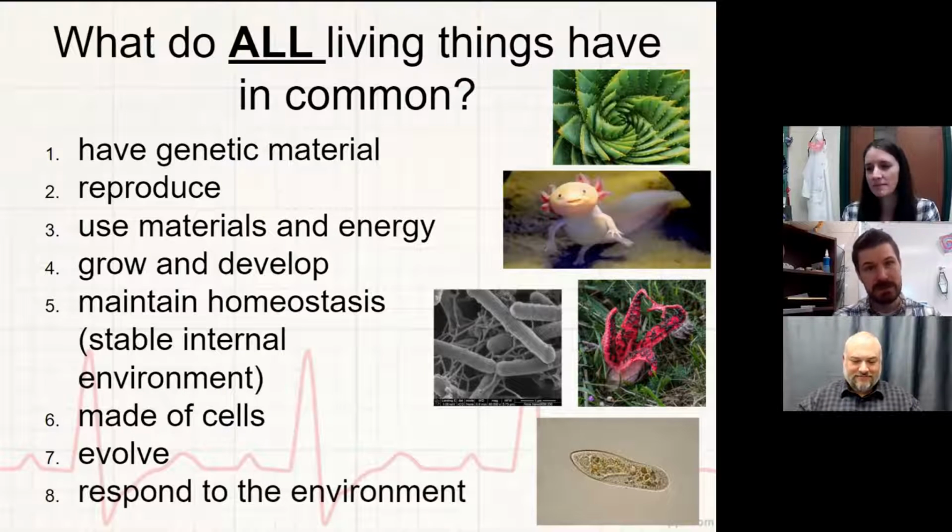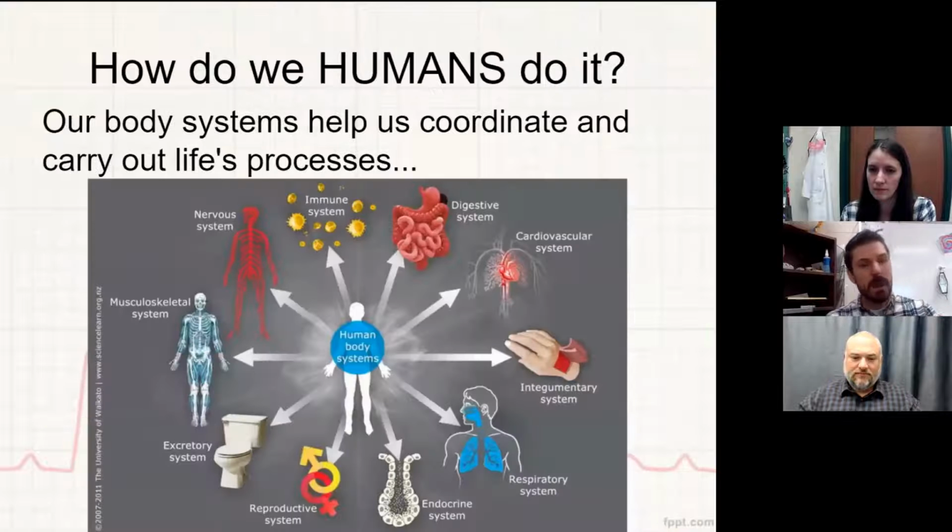So those are the characteristics that all living things have, no matter if they're single-celled bacteria all the way up to humans like us. So how do we as humans take care of those processes? Well, our body systems working together allow us to accomplish all of those characteristics. So digestive system, excretory system, integumentary system, all of them have a role to play in those eight characteristics.